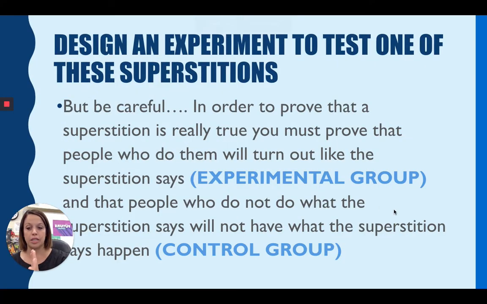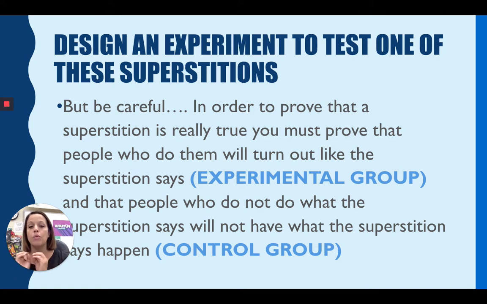So if I wanted to know, does an apple a day really keep the doctor away? Or do some people just get sick more and some people get sick less? Well, I could make an experiment to test that. So it says that in order to prove a superstition is really true, you have to prove that the people who do what the superstition says will turn out like the result of the superstition. And you have to prove that people who don't do the superstition will not have what the superstition says.